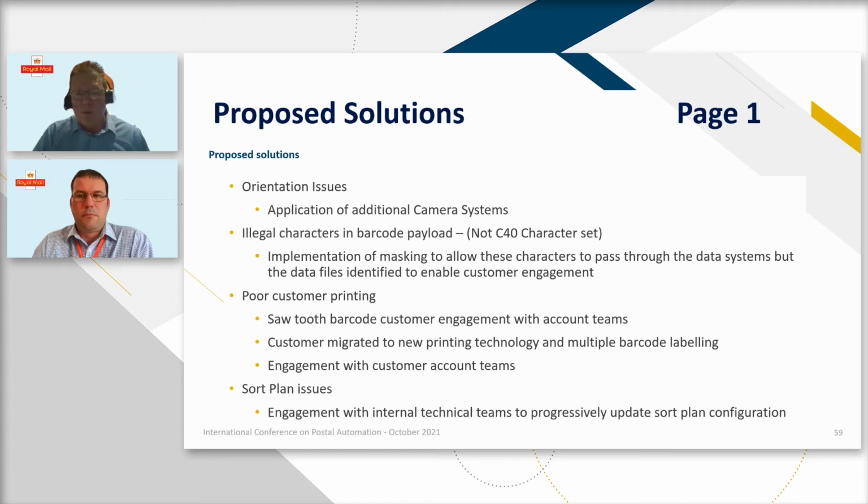So we engaged with our customer teams, who have subsequently been out and engaged with that customer, and they are now moving to newer printing technologies and different software, and also using 2D barcodes as well as the 1D barcode. For the sort plan problems, we're now progressively updating our configuration systems to ensure that we encompass all those postcodes and postcode ranges that were previously missing.